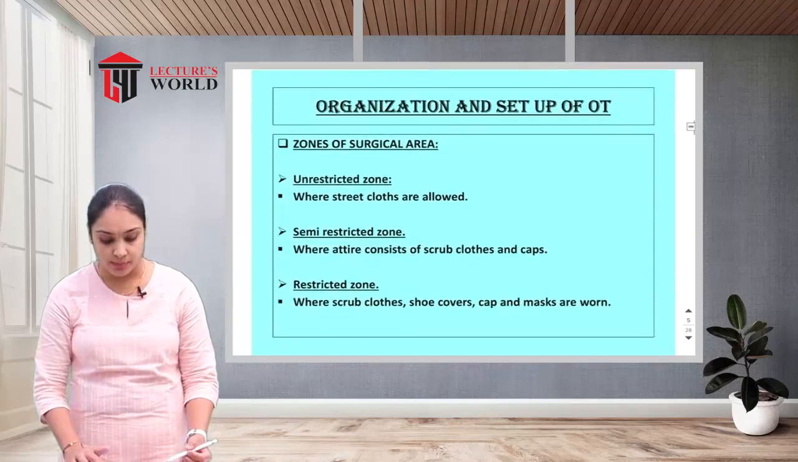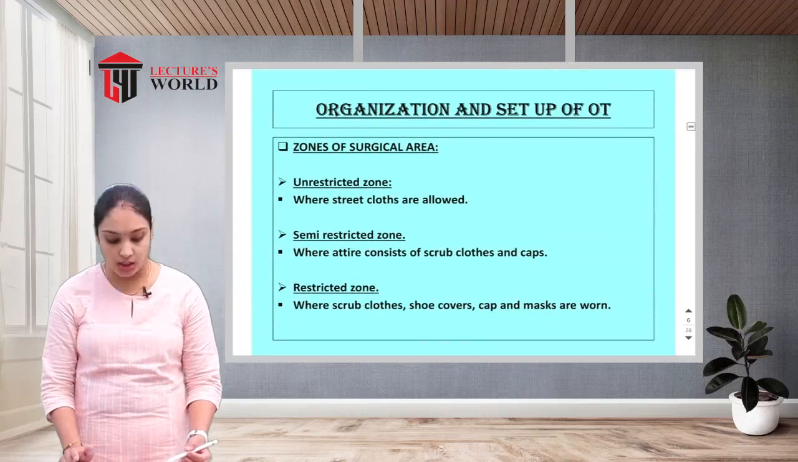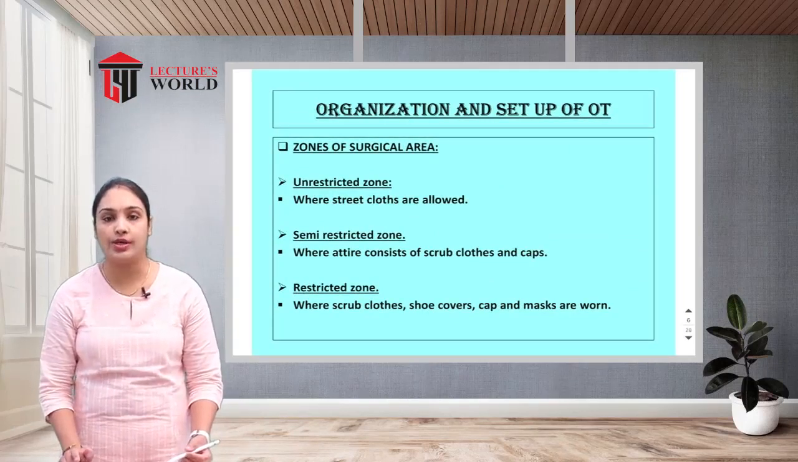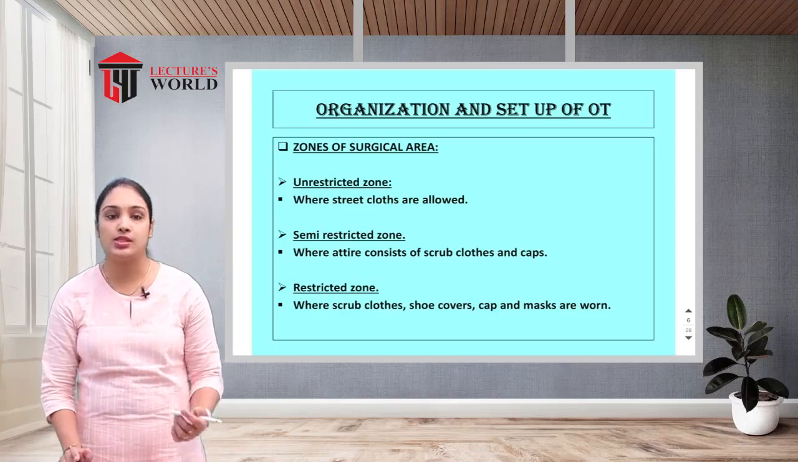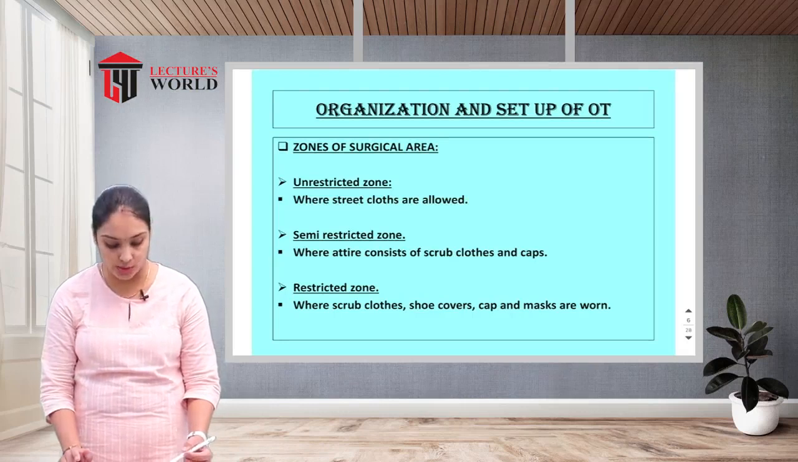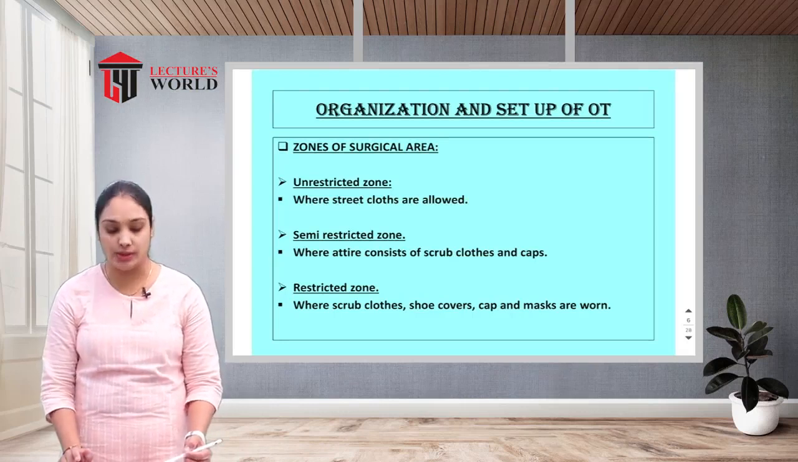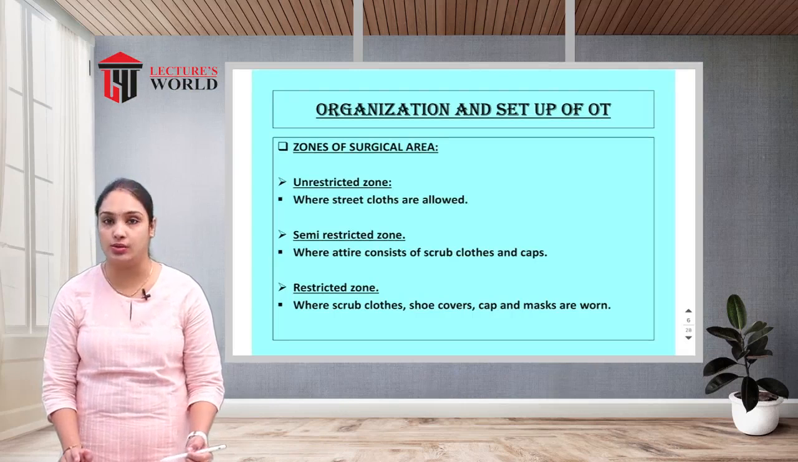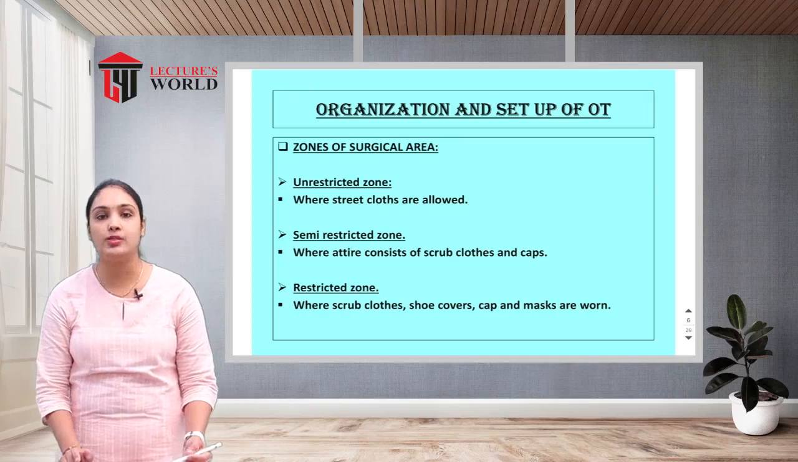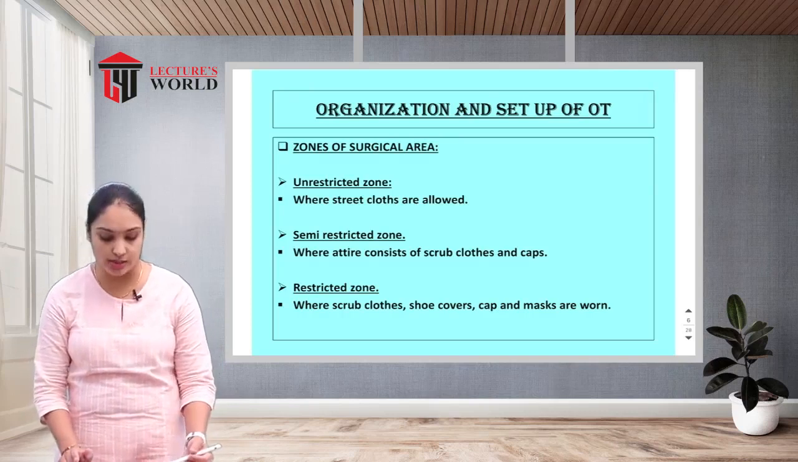operation theatre. Now we'll discuss the three zones of the surgical area. How should an operation theatre be? Already we have discussed the double door system, and behind the double door system there is the operation theatre. So, zones of the surgical area: there are mainly three zones. First is the unrestricted zone, second is the semi-restricted zone, and third is the restricted zone. All these zones have specific restrictions that we are going to discuss.